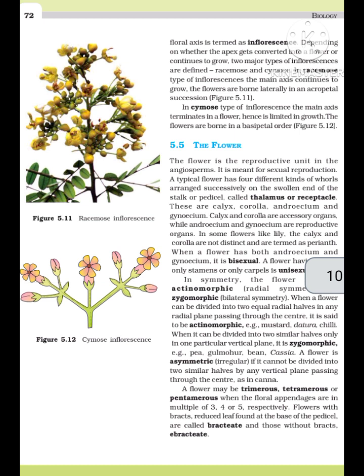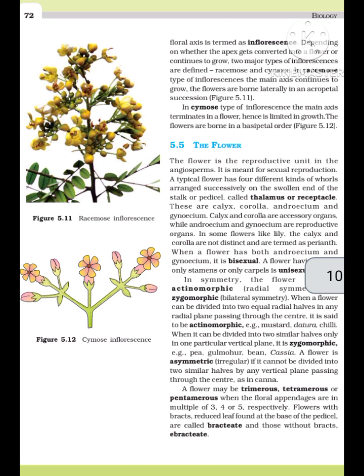Figure 5.11. In cymose type of inflorescence, the main axis terminates in a flower, hence is limited in growth. The flowers are borne in a basipetal order. Figure 5.12. 5.5 The flower. Figure 5.11 Racemose inflorescence. Figure 5.12 Cymose inflorescence.